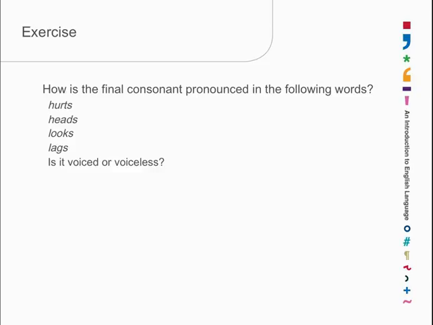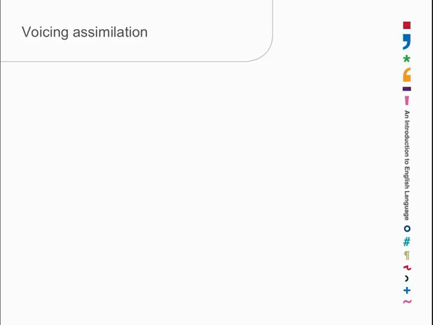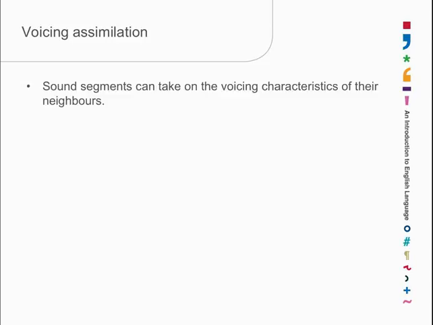Is this sound voiced or voiceless? Well, it depends. In the first and the third word, it's voiceless, and in the second and fourth word, it's voiced. Why is that? Well, this time we have to look at the preceding sound because there isn't one after. So, T is voiceless, D is voiced, K is voiceless, and G is voiced.